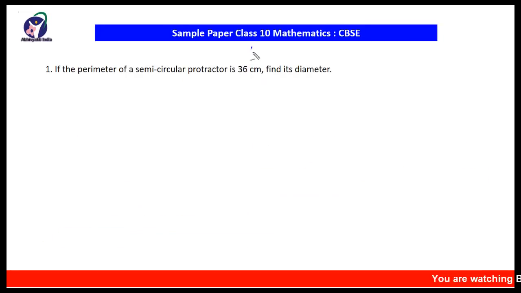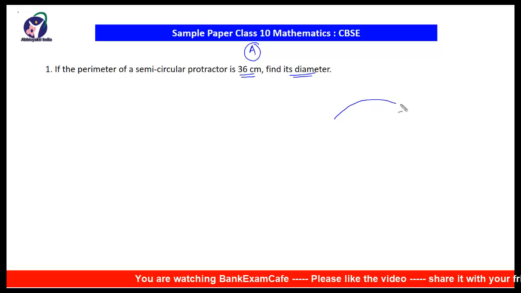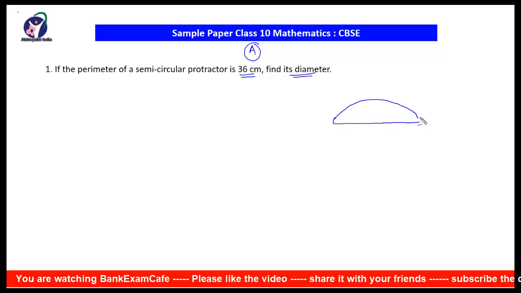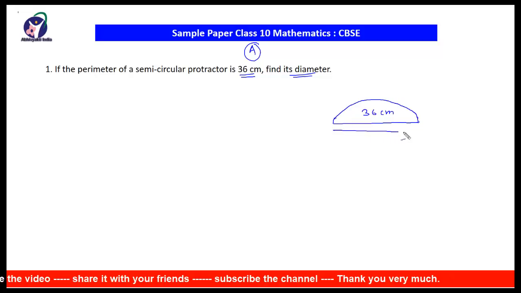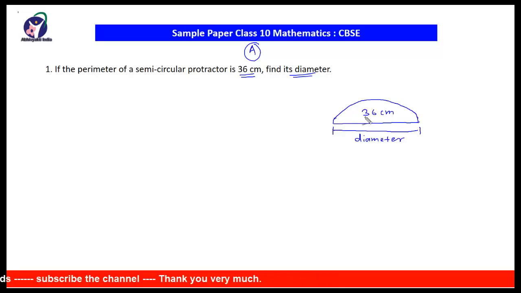Here we start with section A, and the first question is: if the perimeter of a semicircle protractor is 36 cm, find its diameter. Here is a protractor, and you know that a protractor is of the shape of a semicircle. The perimeter of this protractor is given as 36 cm, and you have to find the diameter. This is the diameter of the protractor.